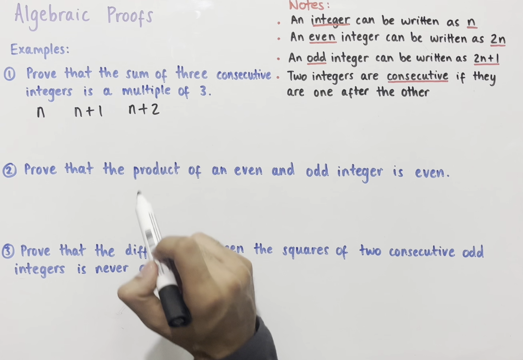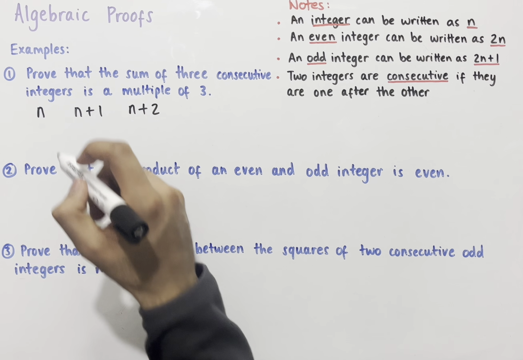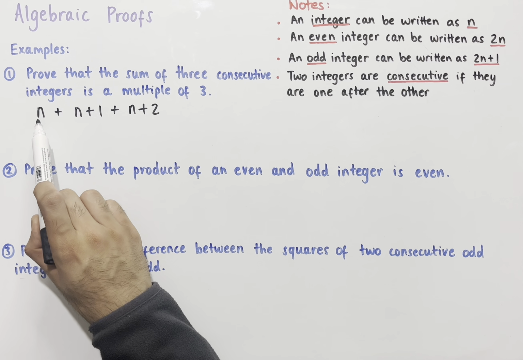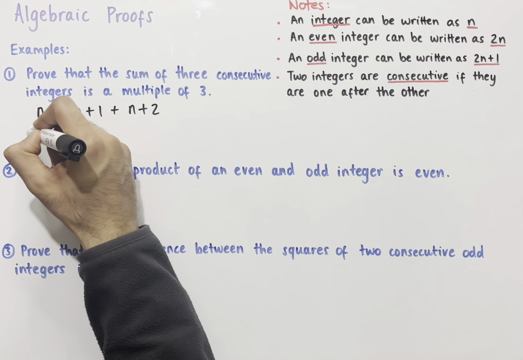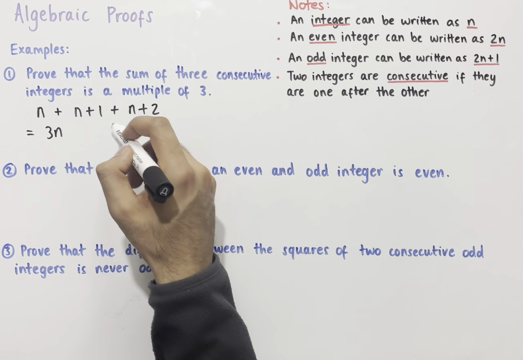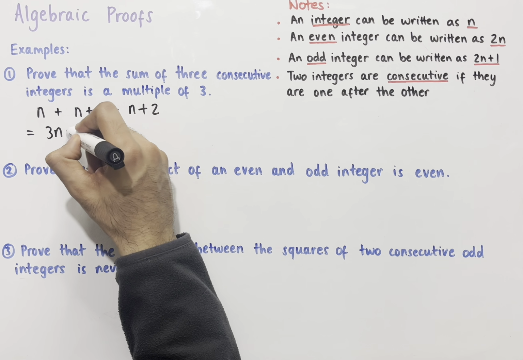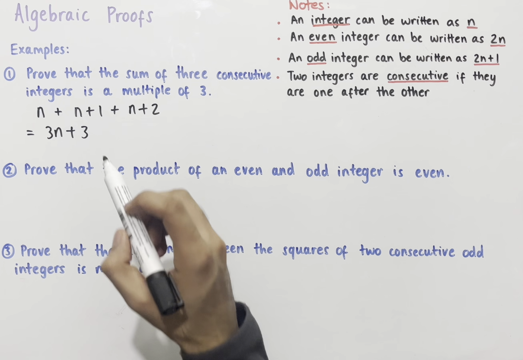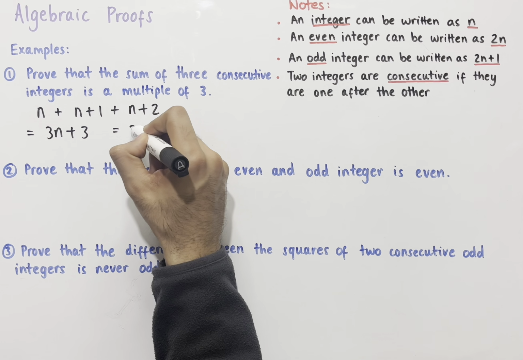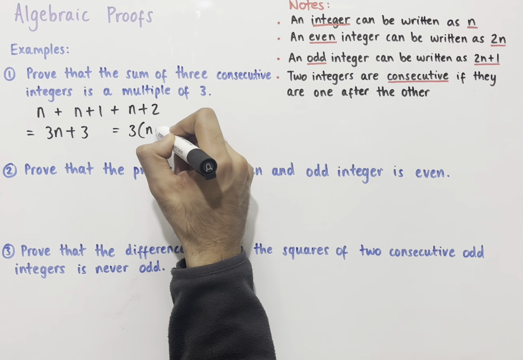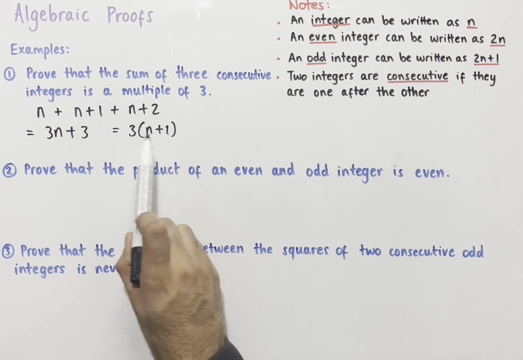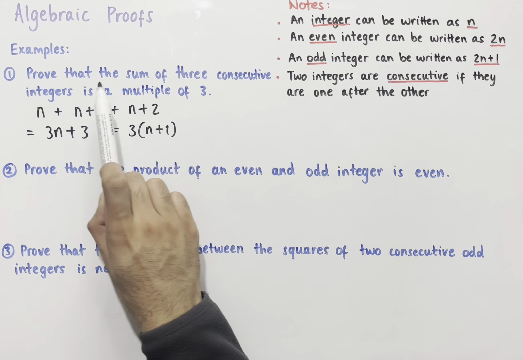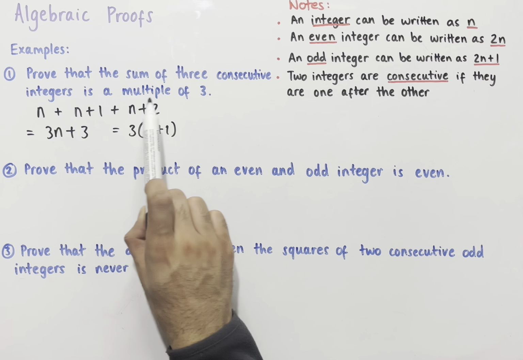And the next integer after this would be n plus 2, since that's one more than n plus 1. And since we want the sum of these 3 consecutive integers, we're now going to add all of these together. Now if we collect like terms, we have n plus n, which becomes 3n, and adding the numbers, 1 plus 2 becomes 3. Both of these terms have a highest common factor of 3, and so if we factorize that out, we get 3 and then in brackets n plus 1. So this shows that this expression is a multiple of 3 since we factorized the 3 out. And so this proves that the sum of 3 consecutive integers is indeed a multiple of 3.